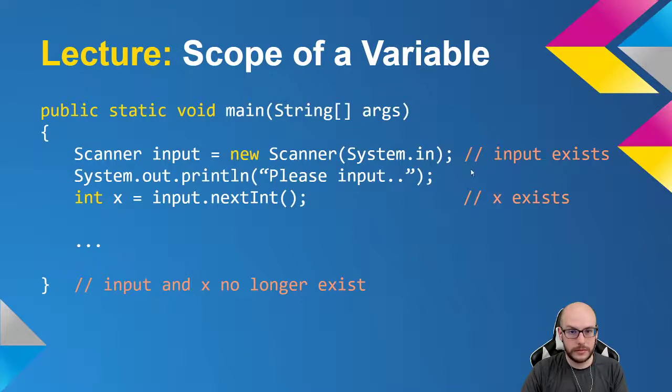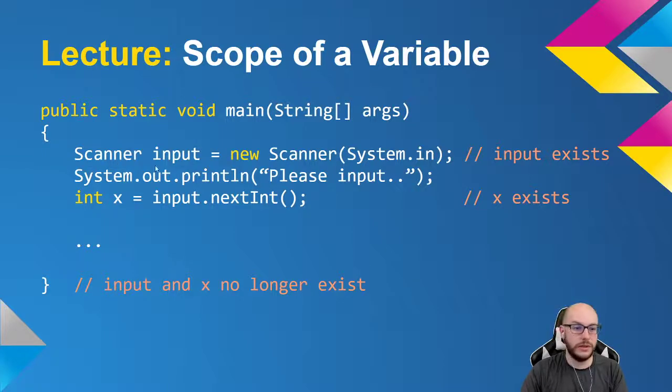Okay? So let's look at some examples that are a little bit kind of familiar to us. Right? Here I just have the main method. Here on this line we create a scanner. We're declaring the scanner and initializing it, right? We're assigning it a value. Input is going to exist starting here. Input being this scanner variable.